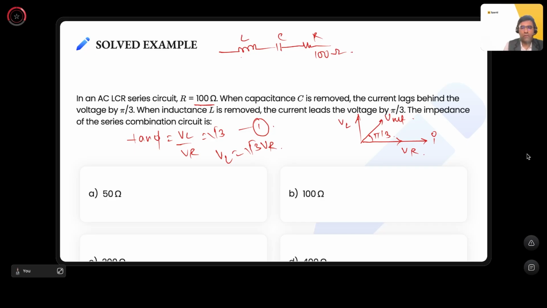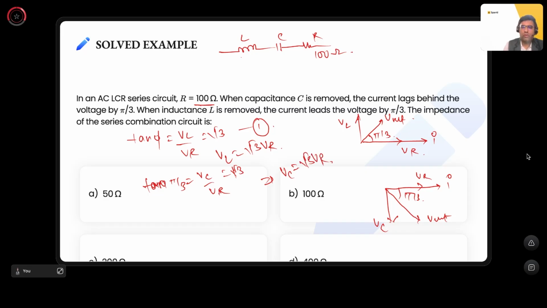Similarly, draw the phasor for the second condition. When L is removed, the current leads the voltage by pi by 3. So when L is removed, the phasor will look like this. This will be VR, here it will be VC, and this will be V net, and this angle is again pi by 3. So from here we can write that tan pi by 3 is equal to VC upon VR. Again, it will be root 3. So VC is equal to root 3 times VR. So VL and VC are equal, so the circuit is at resonance.